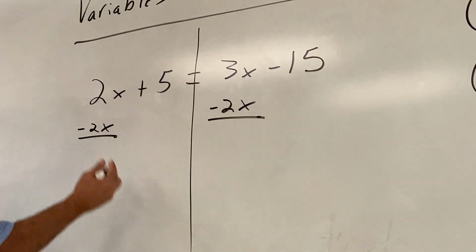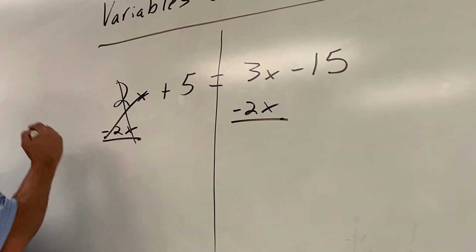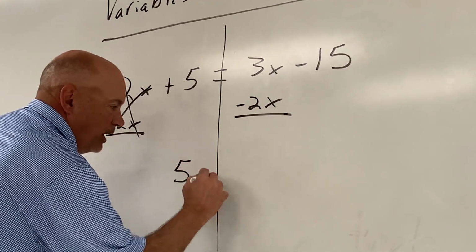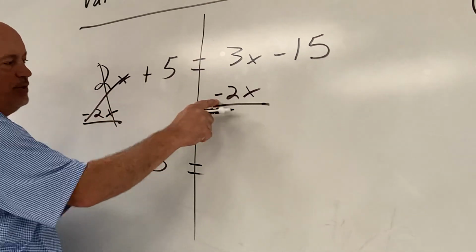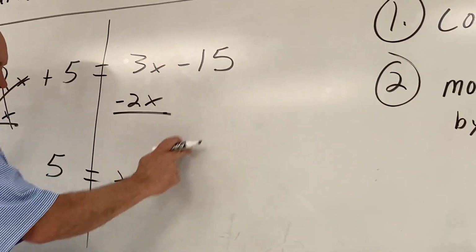All right. So look what happens. What's 2x minus 2x? Gone. 0. Like an old girlfriend. Gone. What's 3x minus 2x? 1x. And bring down the minus 15.